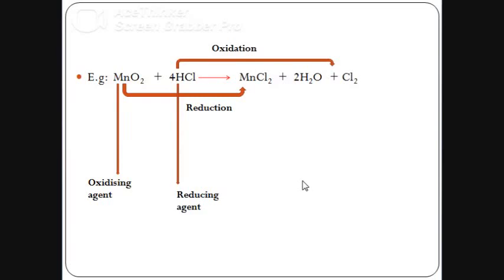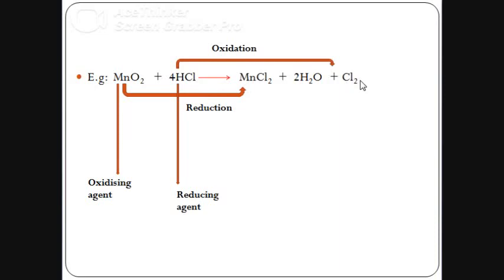Yes children, to make the concept of oxidation reduction, that is the redox reaction, more clear, here is one more example for you. Here, children, manganese dioxide reacts with hydrochloric acid to give manganese chloride plus water plus chlorine gas.